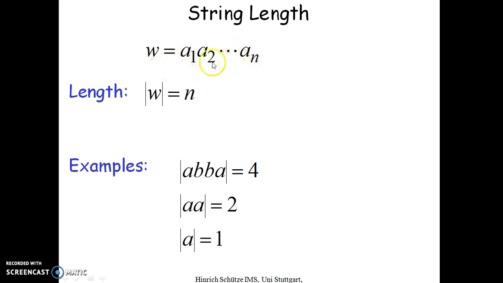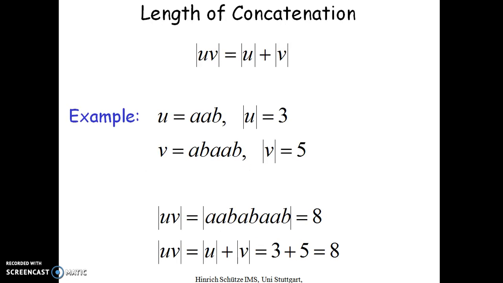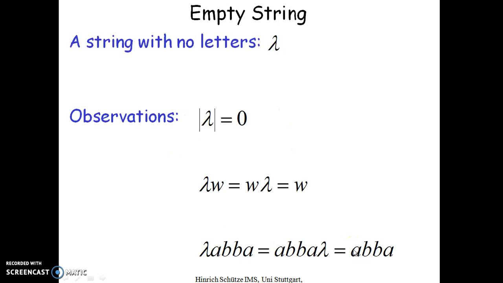So if I have n letters or alphabets, the length of the string is n. These are the examples. Here we have 4 alphabets, so it is 4. Here we have 2, so it is 2, and here we have 1, so the length of the string is 1. And when we perform concatenation, what will be the length? U is AAB, V is ABAAB. The length of U is 3, the length of V is 5. So the result will be 8.